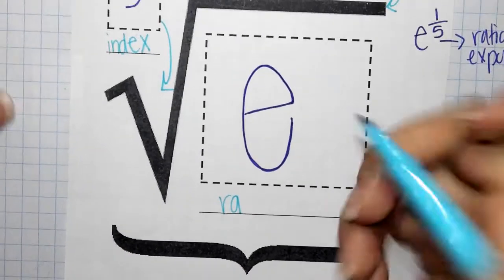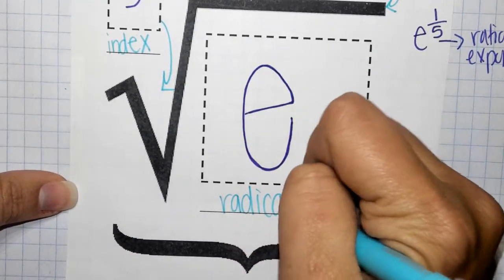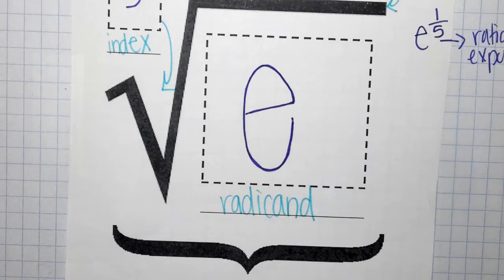All right, so this is called a radicand. Radicand? Yes. Because it can be radical.